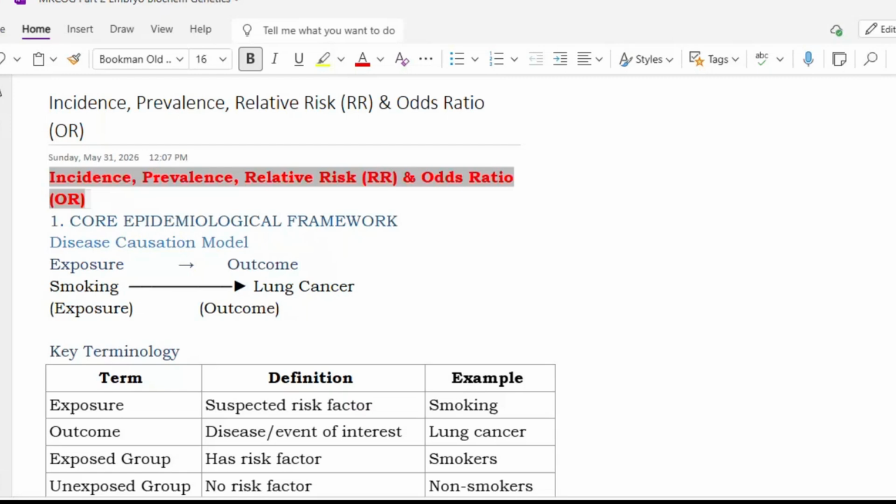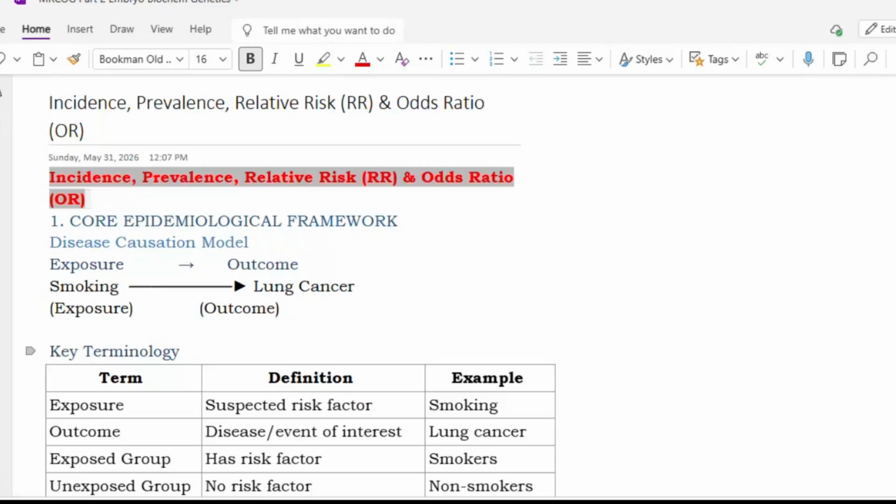So in epidemiology, basically we should know the core epidemiological framework. There is a disease causation model. This model is very much fixed. So what exactly is a disease causation model? There is a risk factor, there is an exposure to the risk factor, and that leads to the outcome. So there is an exposure, there is an outcome. For example, exposure to smoking leads to lung cancer. So smoking becomes the exposure and lung cancer becomes the outcome. This is the disease causation model.